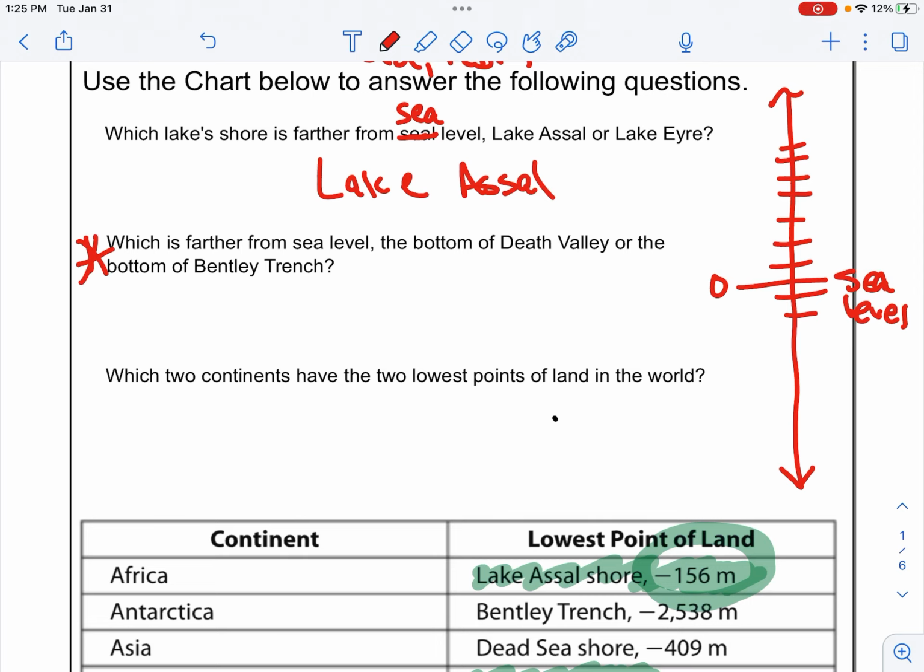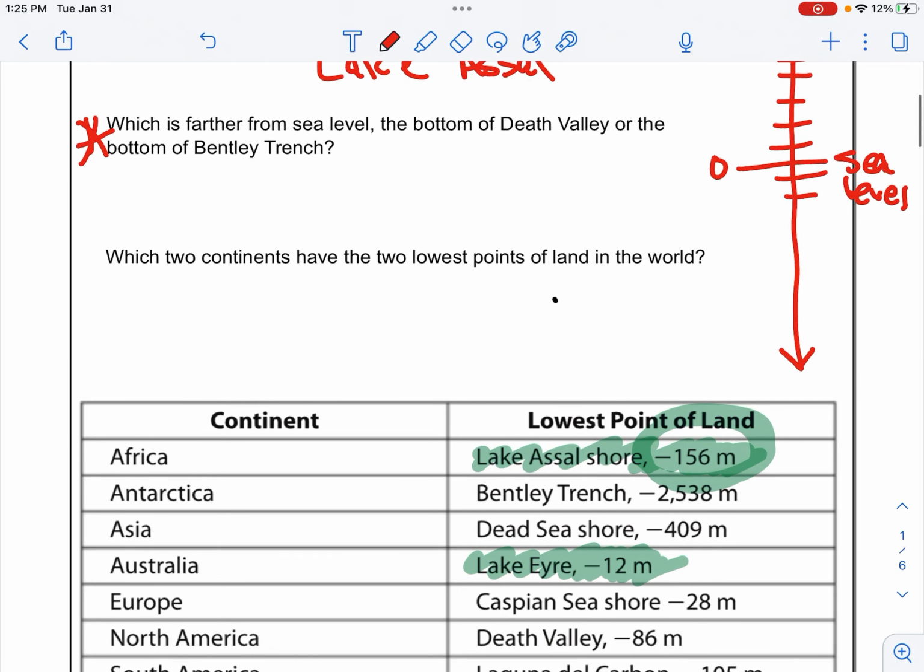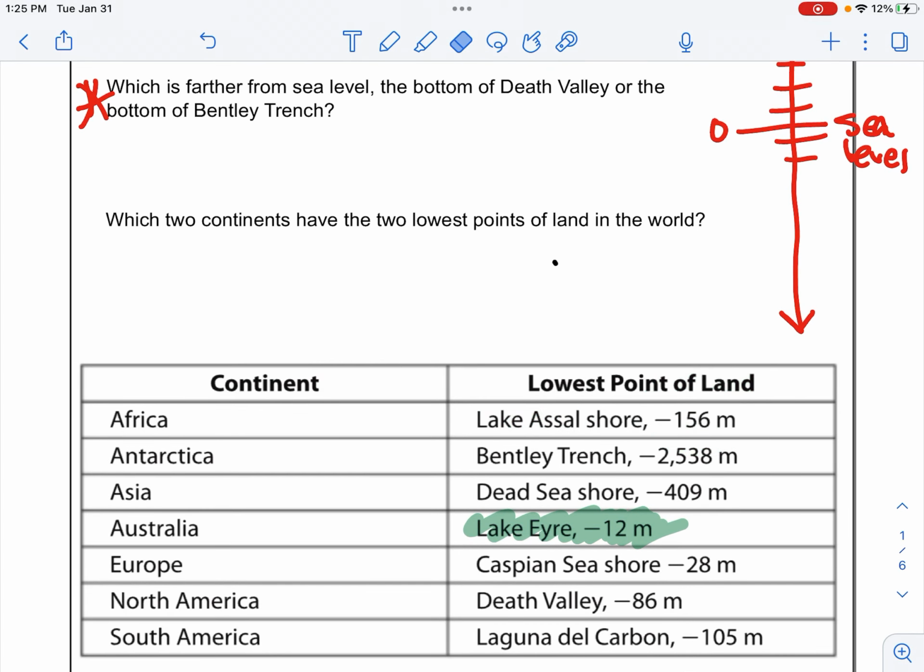Which is further from sea level, the bottom of Death Valley or the bottom of Bentley Trench? So let's look at Death Valley. Here, Death Valley is negative 86 meters, or the bottom of Bentley Trench. This is a trench that's deep in the water. It's a big gaping hole at the bottom of the water. So we can see here this number, negative 2,538, is going to be way below negative 86.